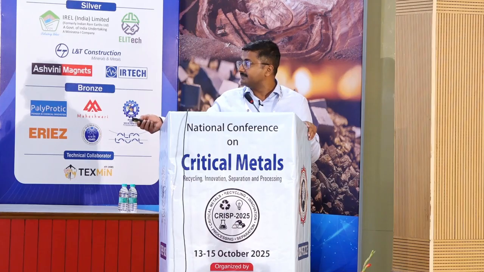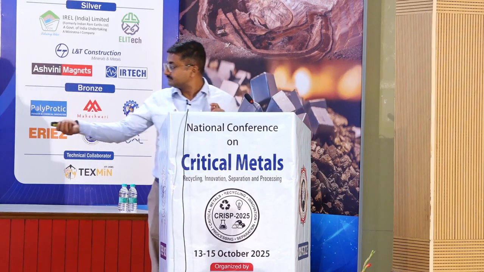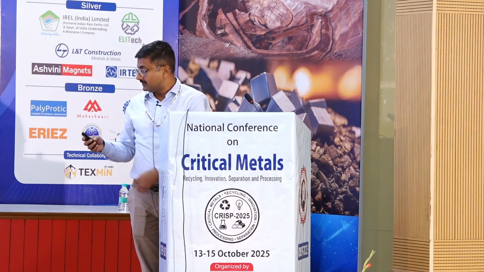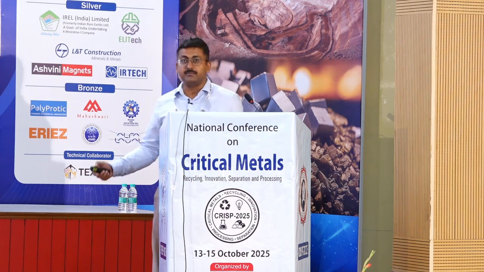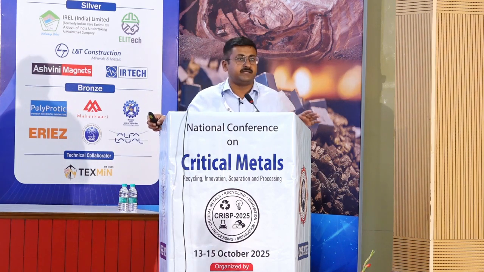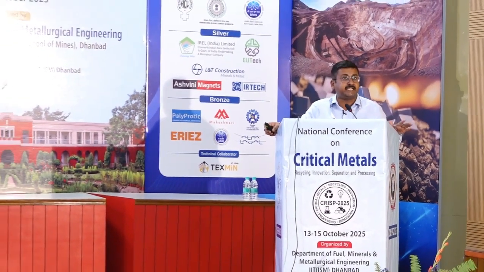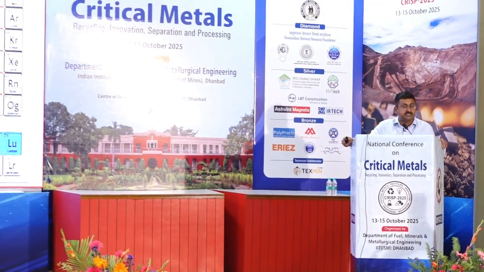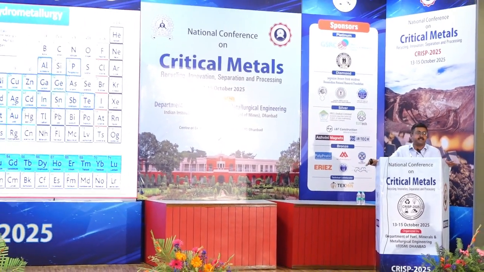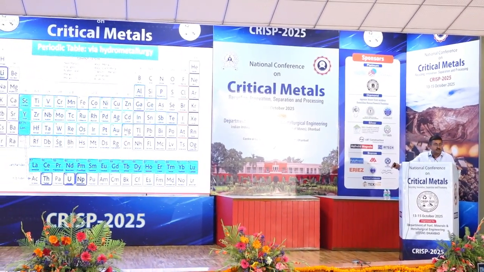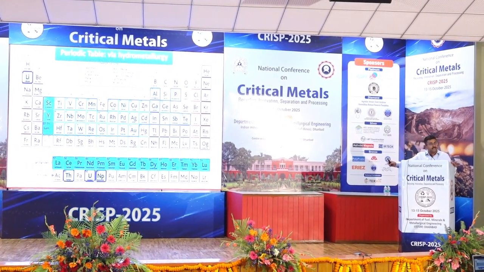In the periodic table, we have almost 80 stable elements found on earth. Out of those 80 elements, around 10 are gases and 2 are liquid at room temperature, which leaves us with around 68 elements. Out of these 68 elements, 50 cannot be separated at industrial level without hydrometallurgical processes. So 50 elements can only be separated by hydrometallurgy.